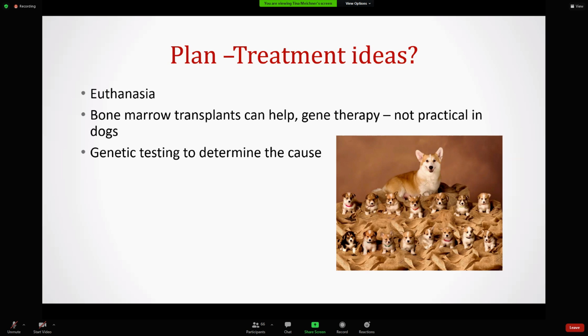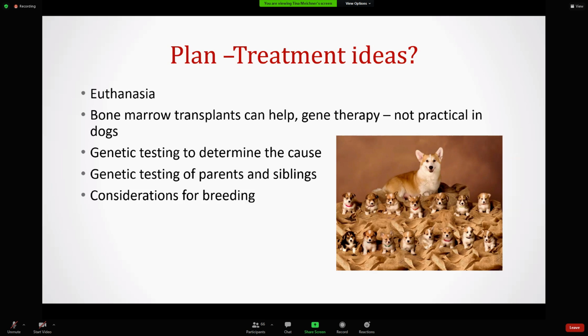We talked about genetic testing to determine the cause. There are certain immunodeficiency disorders that we can test for. We can test the parents. We can test also the siblings. That would be obviously useful. And then we also have to talk to the owner or the breeder about further considerations of breeding if this turns out to be a genetic defect.